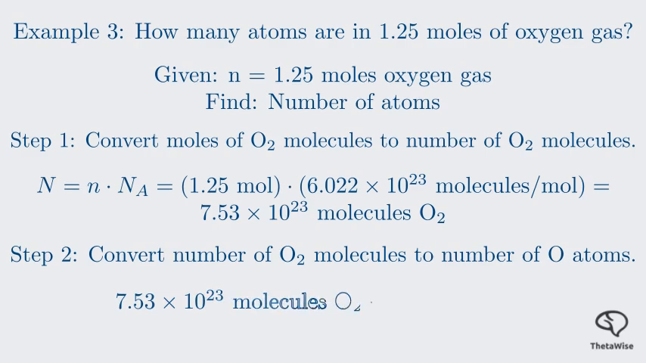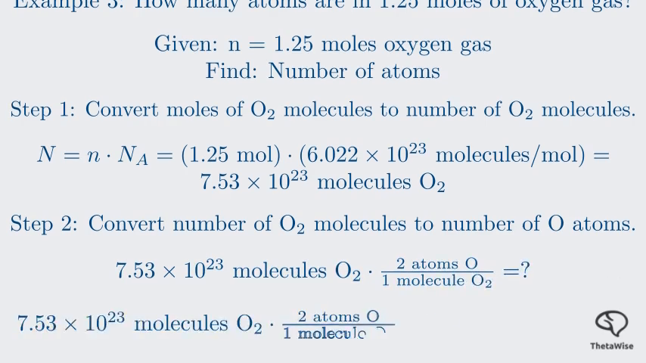Now for step 2. Look at the chemical formula, O2. Each molecule of oxygen gas contains 2 oxygen atoms. So we multiply our number of molecules by 2. This gives us 1.51 times 10 to the 24 atoms of oxygen. This two-step process is a key skill to master, so take a moment to understand why it was necessary. We had to account for the diatomic nature of the gas.